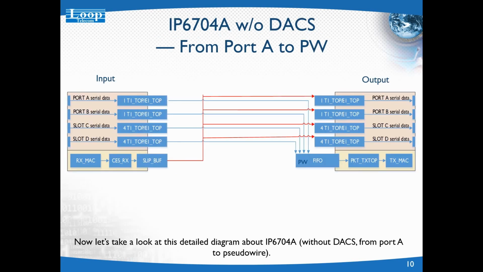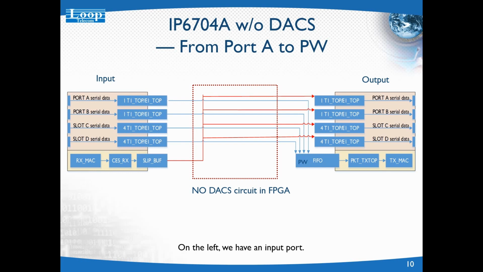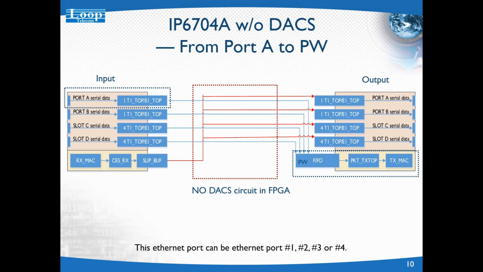Now let's take a look at this detailed diagram about IP6704A without DACS from port A to pseudowire. From the diagram, we see that there is no DACS circuit in FPGA. On the left, we have an input port. In this example, we use the port A to connect an E1, and it will go to the output side on the bottom right to build a pseudowire, and then it will go to the Ethernet port. This Ethernet port can be Ethernet port number 1, number 2, number 3, or number 4.